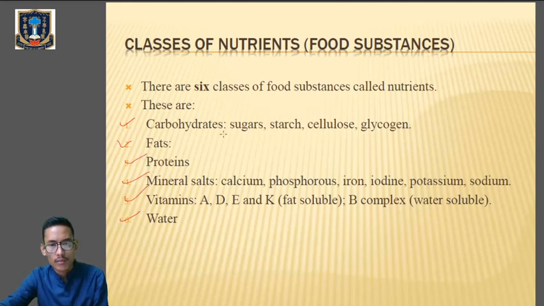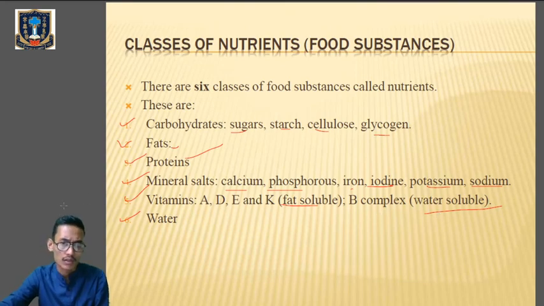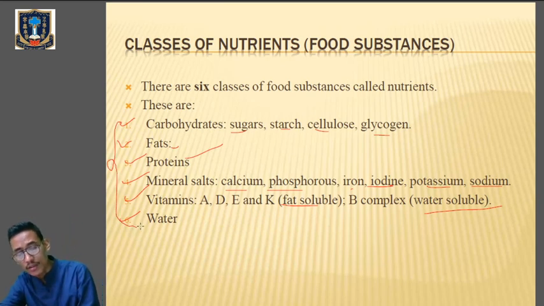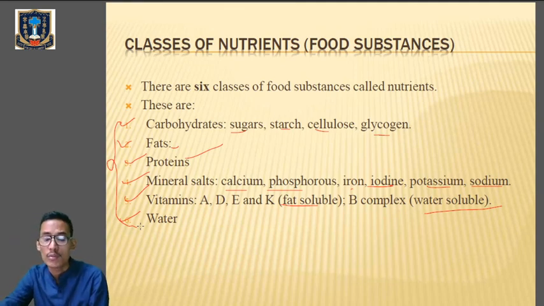Under carbohydrates, we learn about sugar, starch, cellulose, glycogen. Under sugar we also learn about glucose, fructose, sucrose. We learn about fats and proteins. Under mineral salts we learn about calcium, phosphorus, iron, iodine, potassium, sodium. Under vitamins we learn about fat soluble and water soluble vitamins. Vitamins A, D, and K are fat soluble, and the vitamin B complex is water soluble. Then we learn about water. So these are the 6 classes of food substances called nutrients, which must be present in the essential food supplements that we eat.